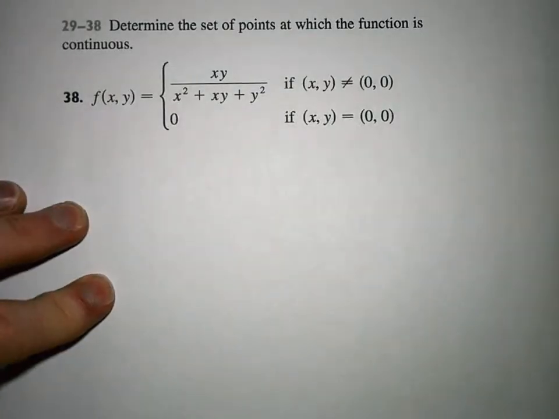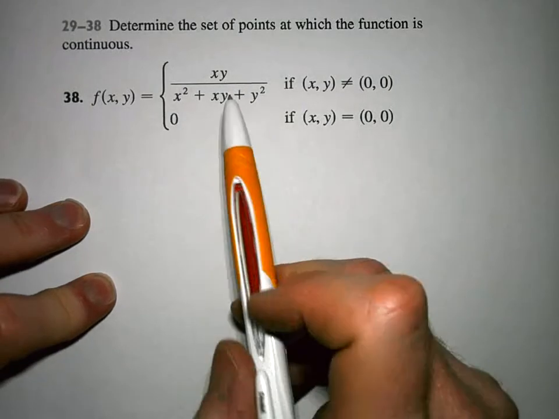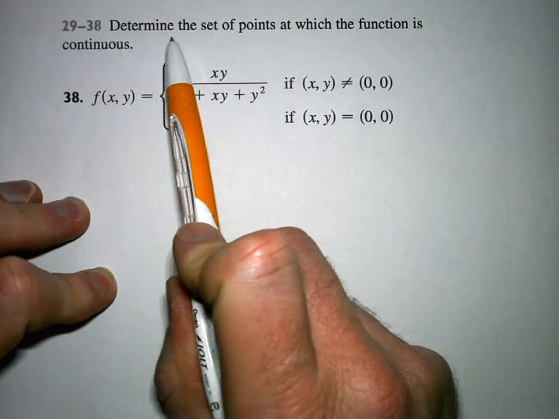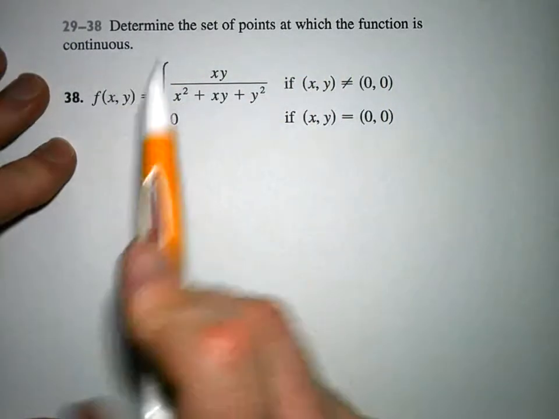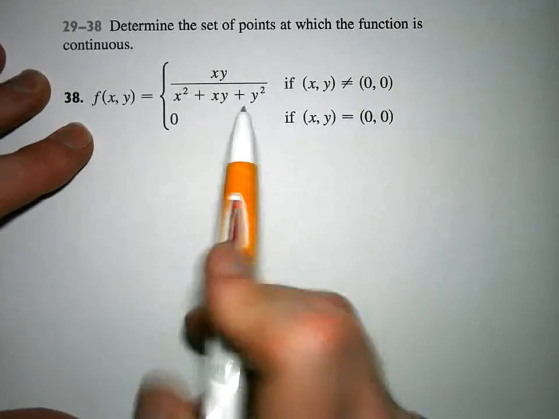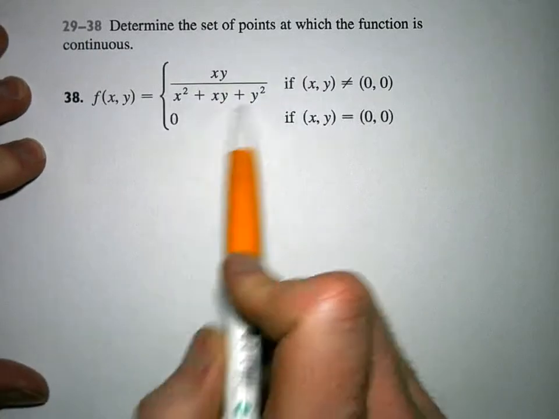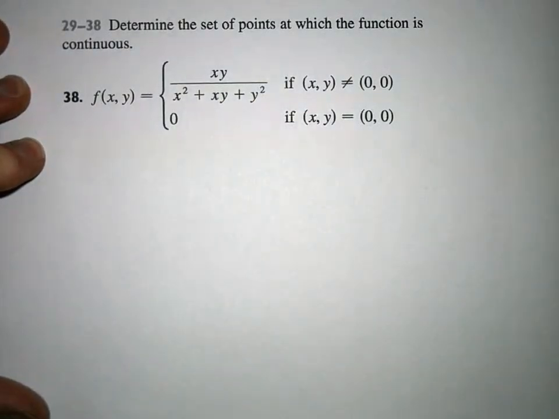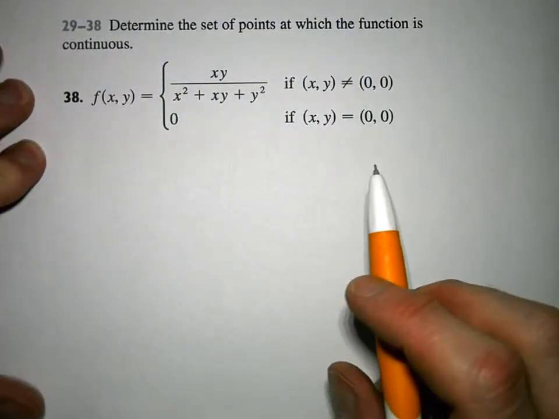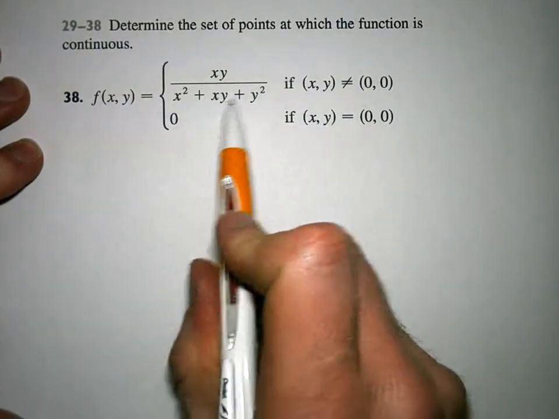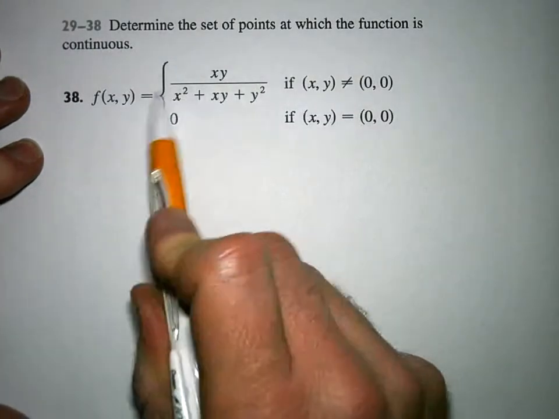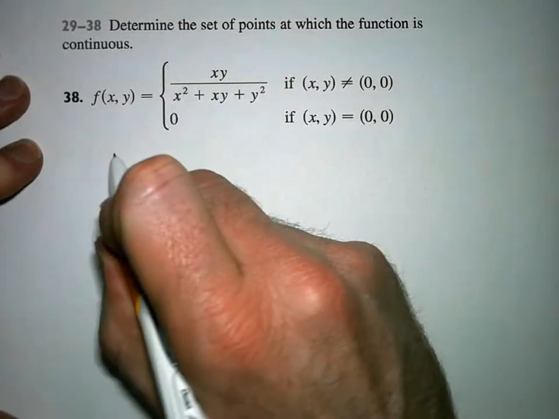I'm going through a couple of tutorial questions on limits and continuity, and we ask here to determine the set of points at which this function is continuous. It's a piecewise defined function, so we've got to look at the different pieces. The first piece is a rational function, so it's continuous on its domain. So we need to know what its domain is. Well, its domain is anything provided that the denominator is non-zero.